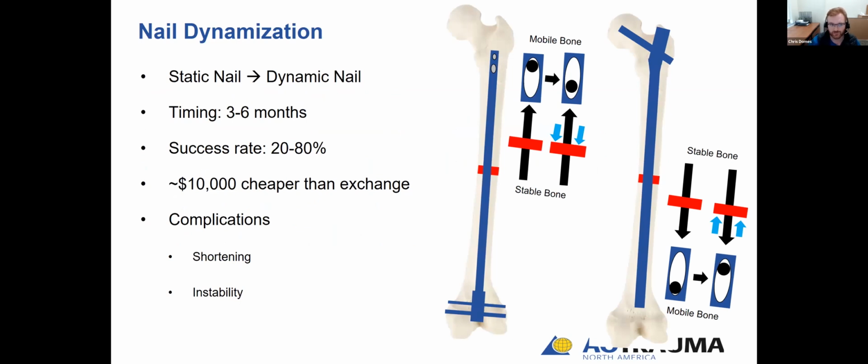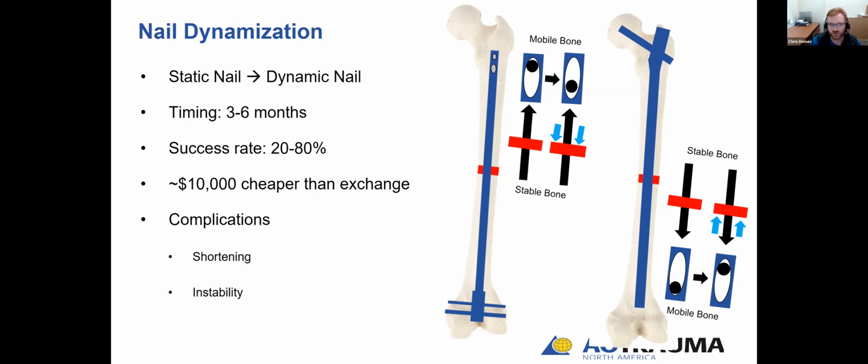Nail dynamization. What are we doing? We're taking a static nail and moving it to a dynamic nail. Matt just went over that stability is important. In nail dynamization, compression is what we're trying to get. So we're actually removing stability by taking away those static interlocks and allowing for the nail to compress.